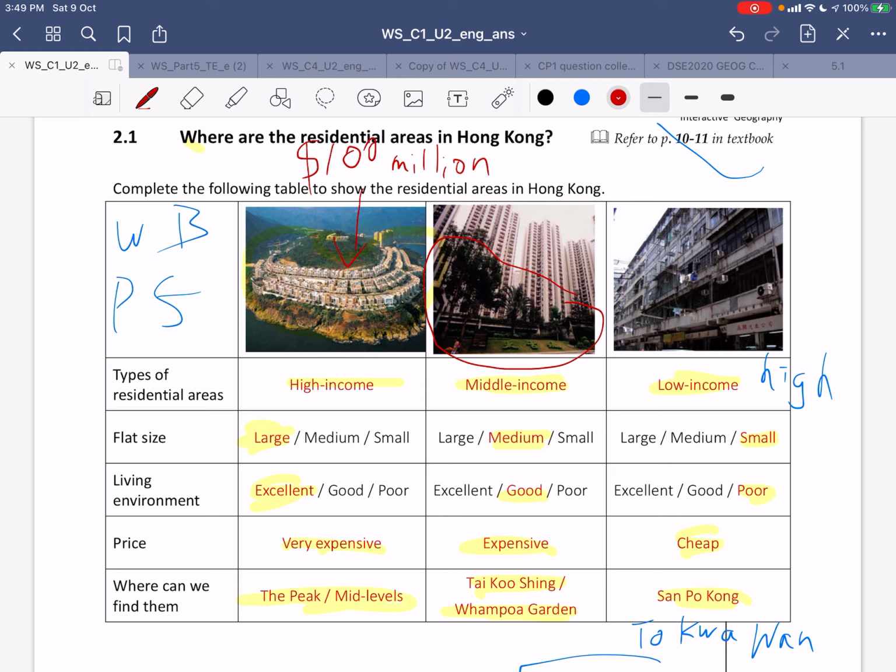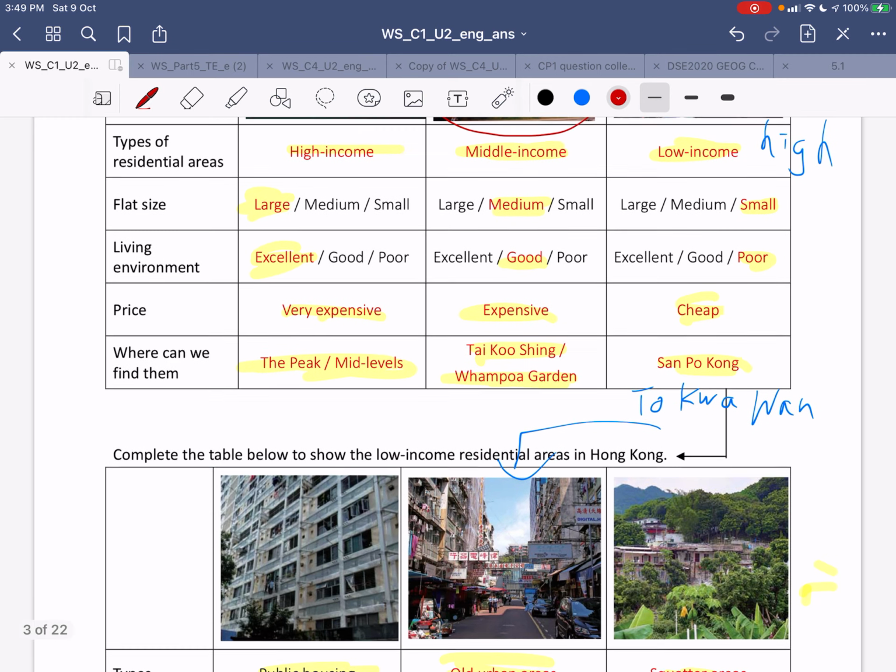And then for the low income residential, the flat size is small, the living environment is poor, and mainly the price is cheap. Maybe you are just walking through Apliu Street, and you may find some old buildings, and there are some advertisements for the rental of this kind of building, which is just several thousand per month. So it's quite cheap, and Sham Shui Po or the nearby Tu Kwa Wan is also having this kind of land use.